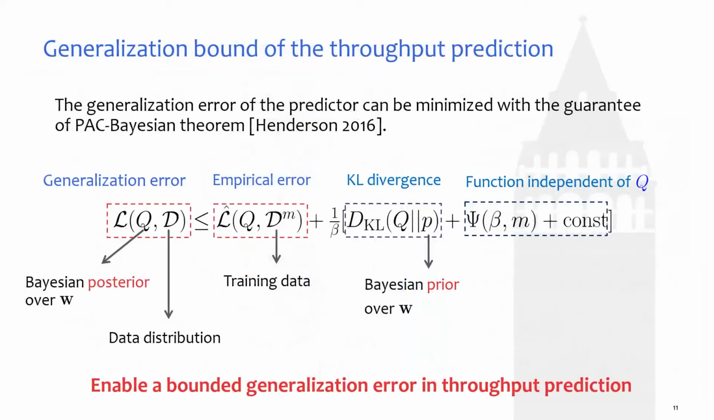In addition, we have shown in the paper that by using the negative log-likelihood loss function to train this BNN-based predictor, the generalization error can be minimized with the guarantee of Bayesian theorem.